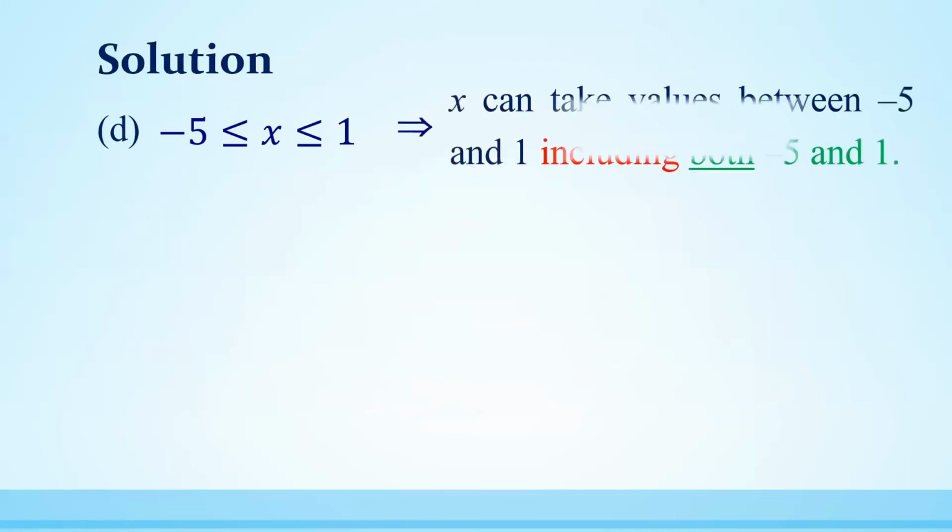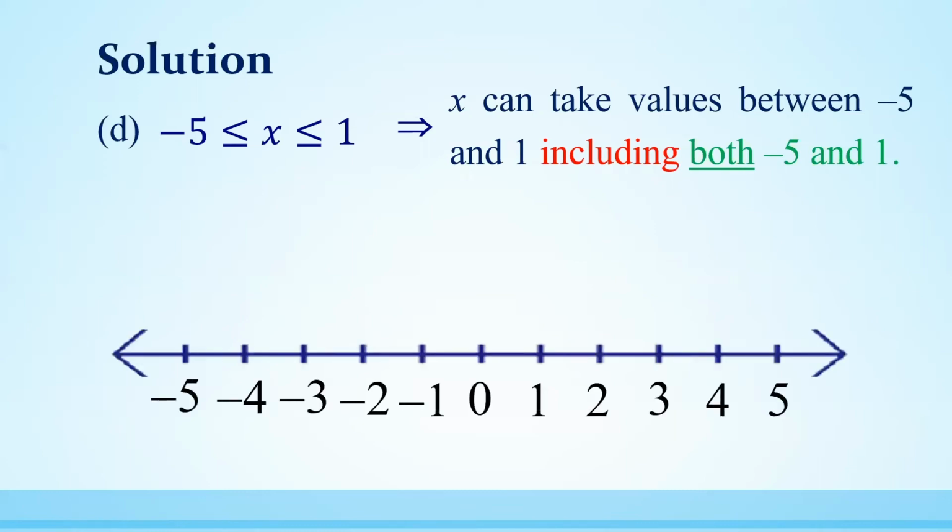Part D. X lies between -5 and 1, including -5 and 1. So what does it mean? X can take any values between -5 and 1, including both -5 and 1. So how are you going to represent it on a number line? Yes, we are going to have 2 shaded circles, -5 and 1. So here it is.